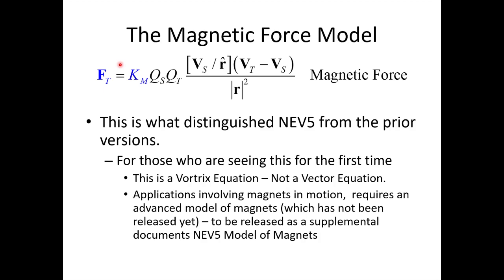What we're going to be spending the most time on is the magnetic force model. Again, this is a Vortrix equation. And even if you understand how to do Vortrix algebra, you just can't apply this to conductors in motion. We require a new magnet model, which will show you that there's another force that magnets produce. It's actually an inertial force, and we'll be using the inertial field model from magnets that are in motion. There will be a paper released where we will cover the New Electromagnetism V5 model of magnets in all its glory.